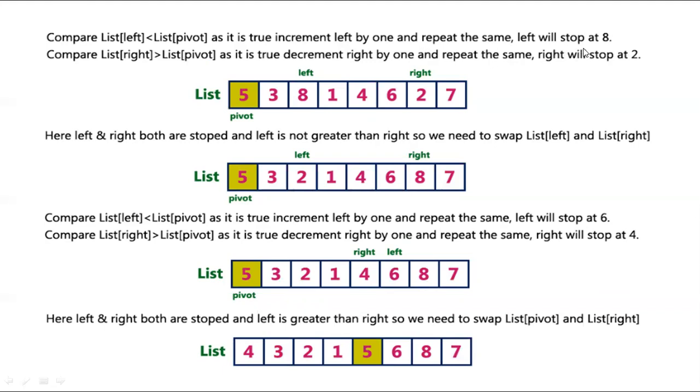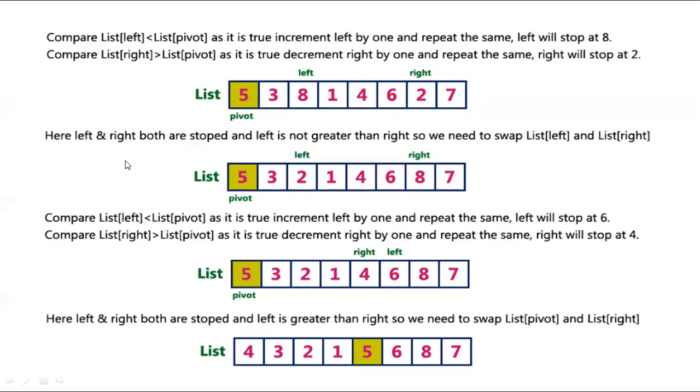Left will stop at 8. Then compare list of right with list of pivot. What is the list of right? 7, 2 is greater than pivot? If it is true, decrement right by 1 and repeat the same step. Right will stop at 2. Clear all of you. So in this example, right will stop at 2.